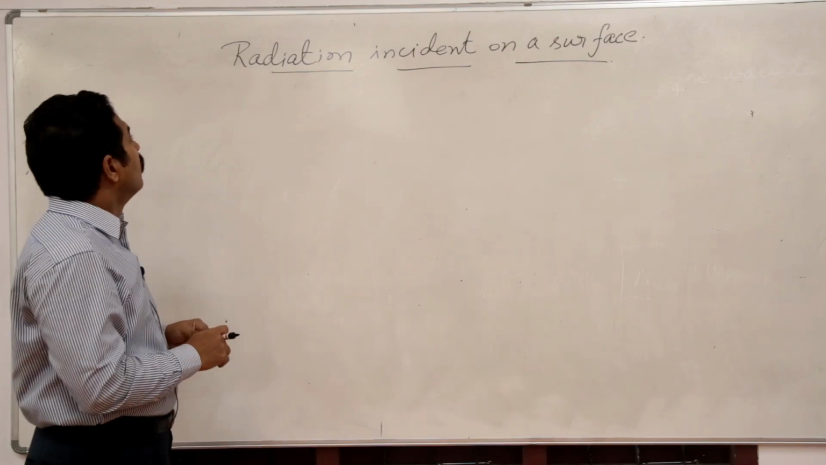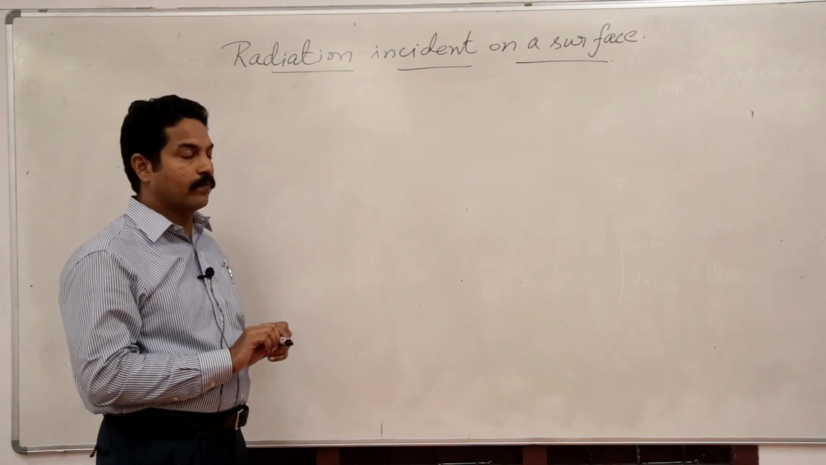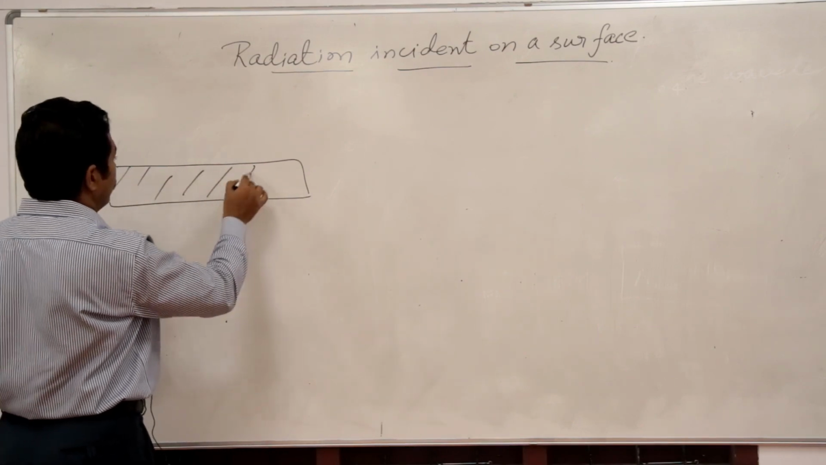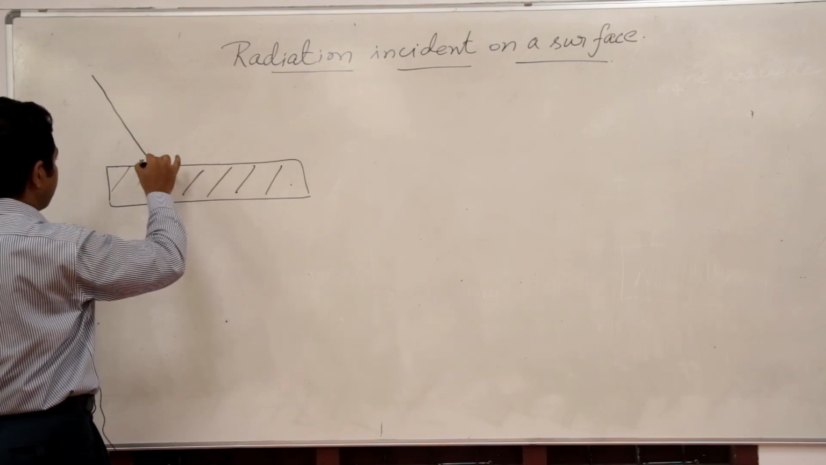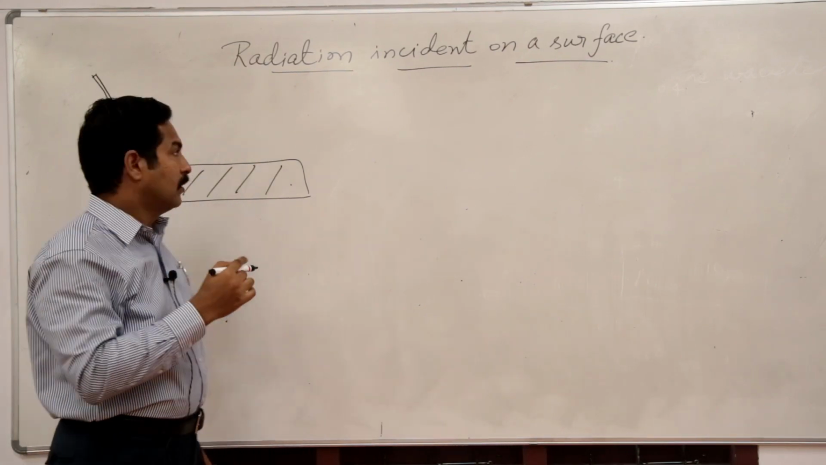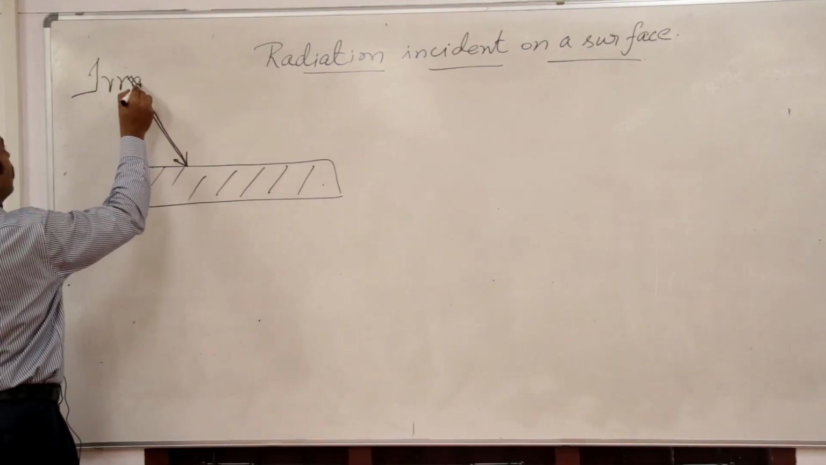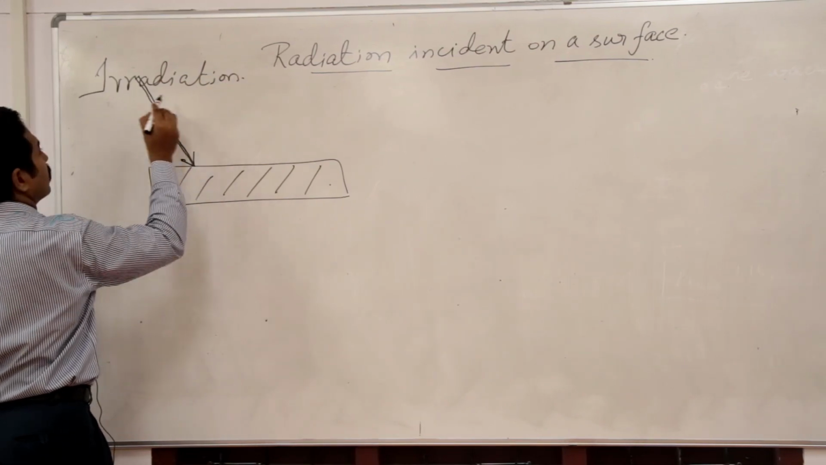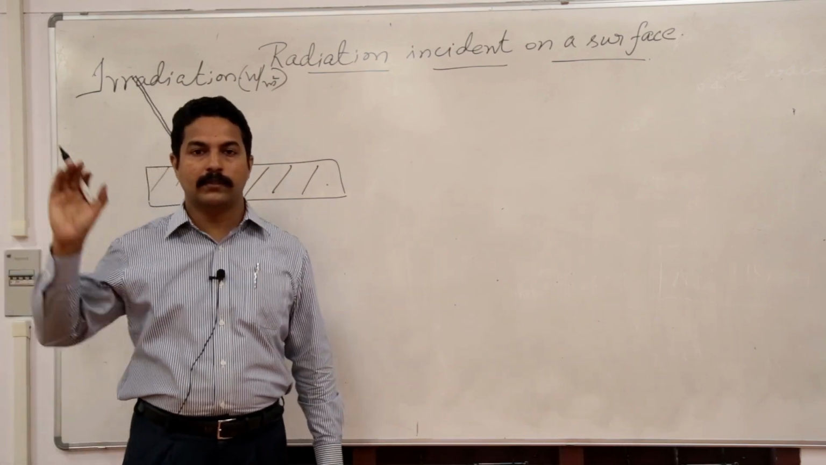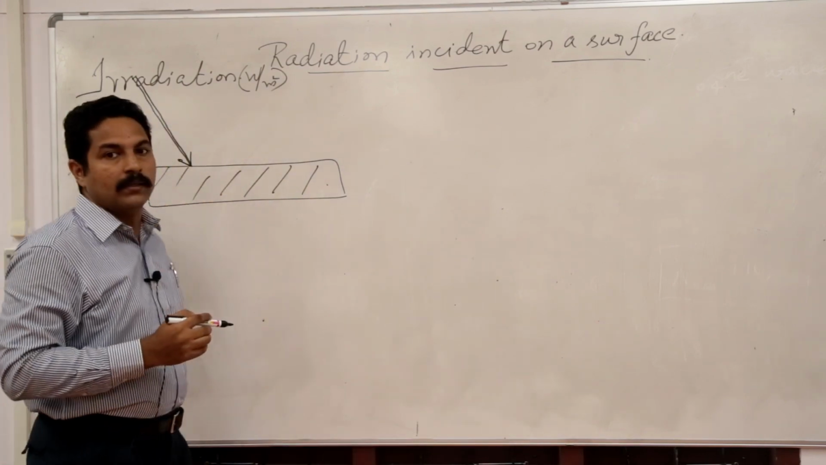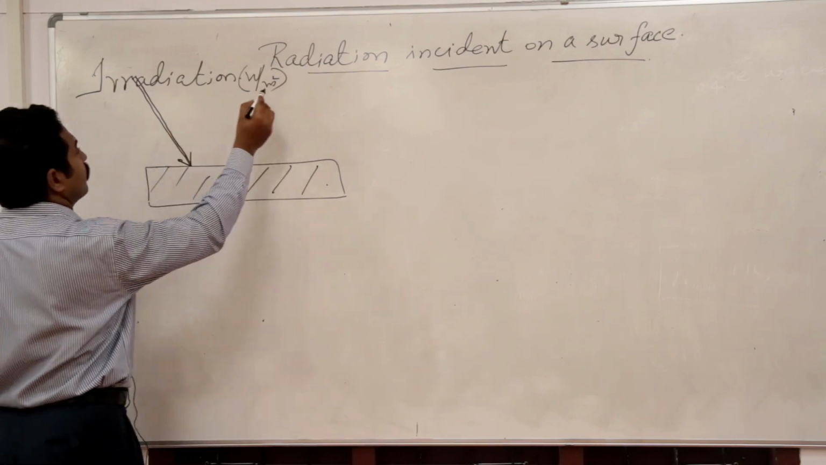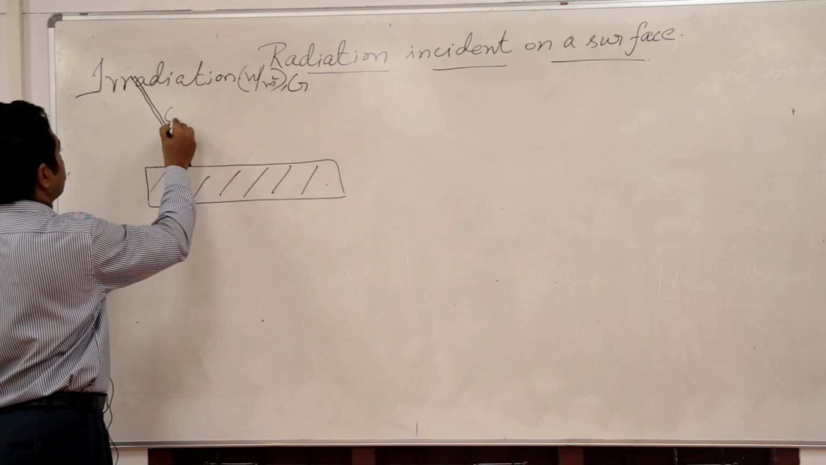Now we can study the characteristics of radiation incident on a surface. Suppose I am considering a surface, and radiation is incident on it. This incident radiation I can call irradiation, in watt per meter square. The total energy striking a particular unit area, the term I can use is irradiation, and I denote it with the term G.